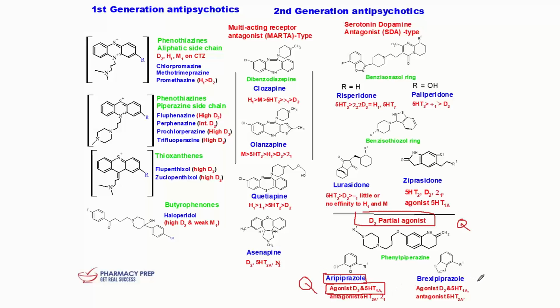And then followed by this, here you have brexpiprazole, which also belongs to the same phenylpiperazine class. This is called phenylpiperazines. It also has a very similar profile, which is a D2 partial agonist and a 5-HT1A agonist and an antagonist at 5-HT2A. So those are the potential points. So you wonder, how does an agonist help in reducing psychosis, right?